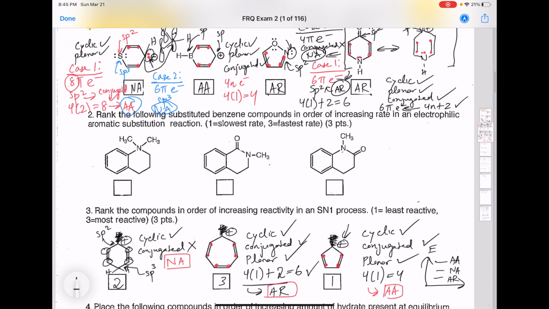In the second question, we have a series of benzene compounds, and we're asked to rate them in order of increasing rate in an electrophilic aromatic substitution, abbreviated as EAS, reaction.